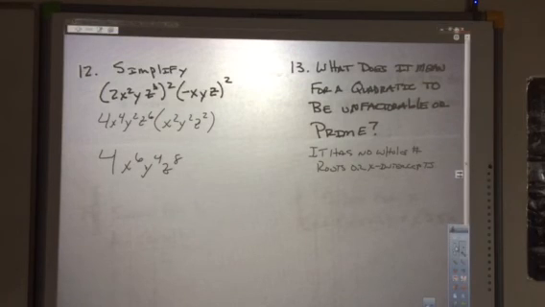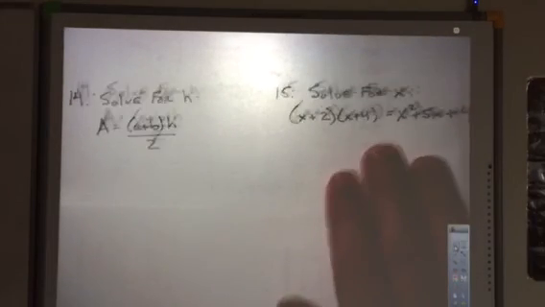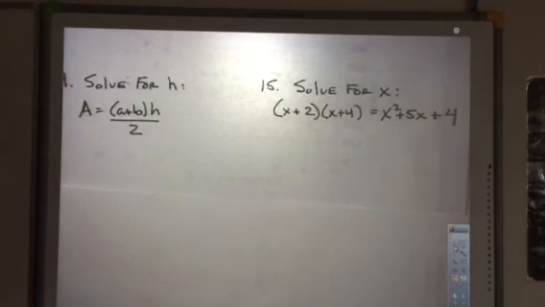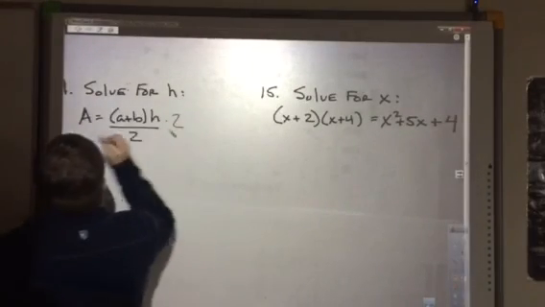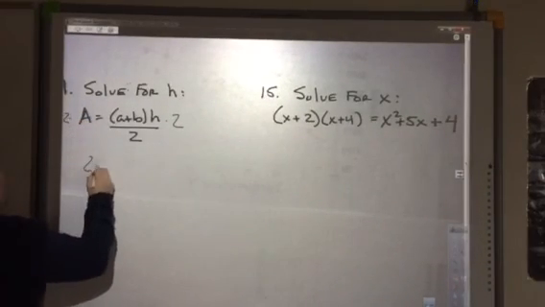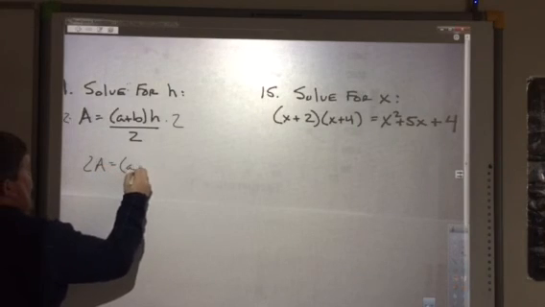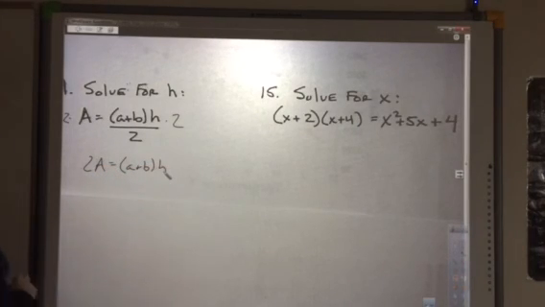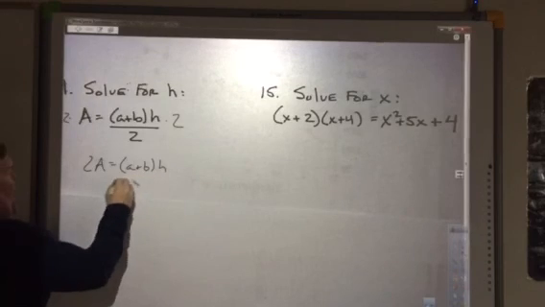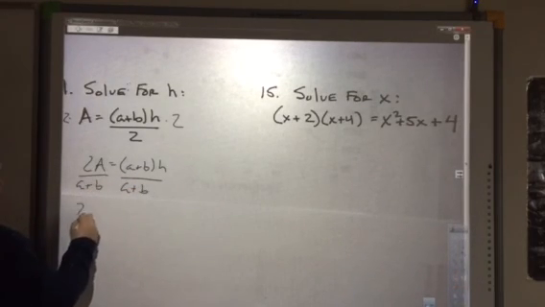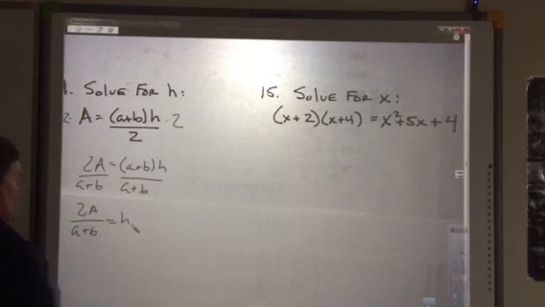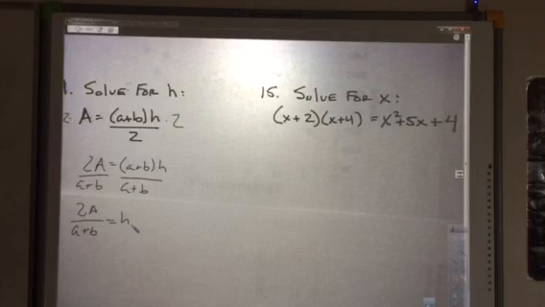14. Solving for a certain variable. Okay? So we want to solve for h. So the first thing I'm going to do is multiply both sides by 2 to get this 2 off the bottom. So 2a equals a plus b times h. So this is a plus b times h, so we're going to divide both sides by a plus b. So 2a over a plus b is equal to h.